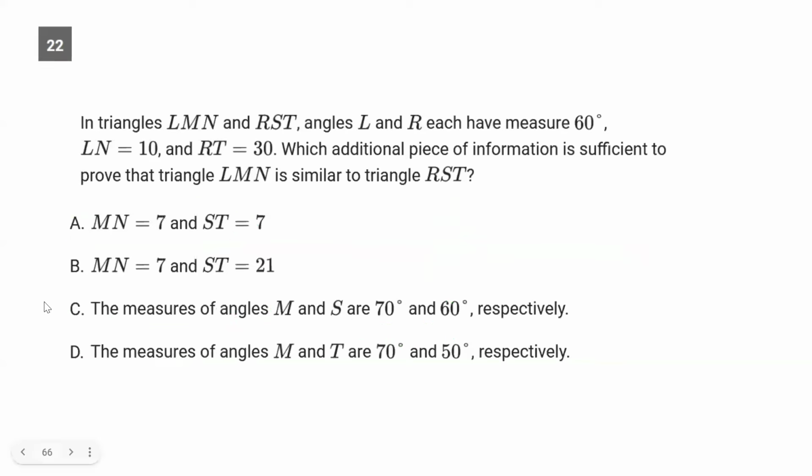In triangles LMN and RST, angles L and R each have 60-degree measures. LN equals 10 and RT equals 30. Which additional piece of information is sufficient to prove the triangle LMN is similar to triangle RST? Okay. So let's draw out LMN, it will be helpful. And then you can draw out RST, right? Remember to put the letters in corresponding places.